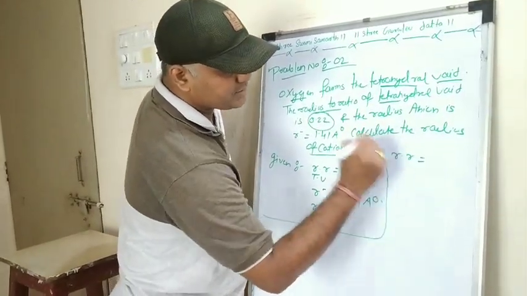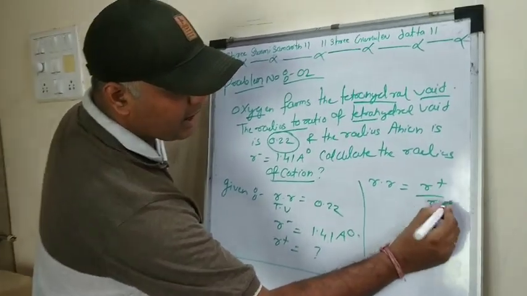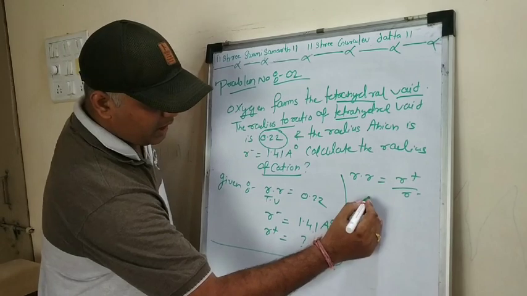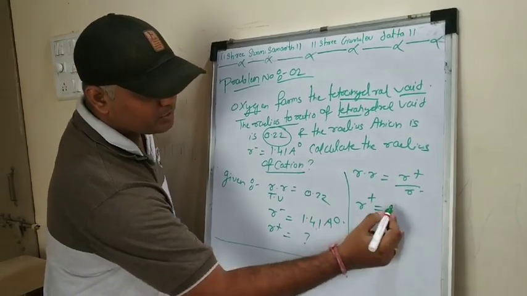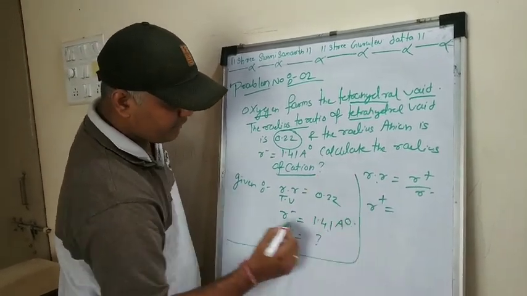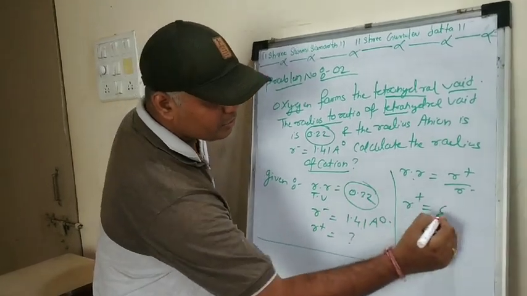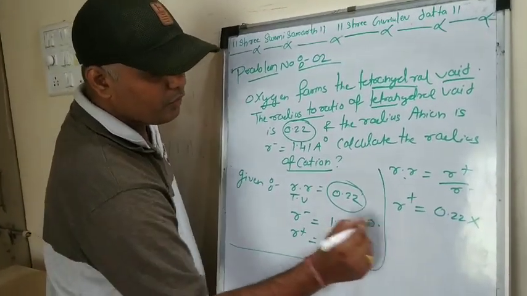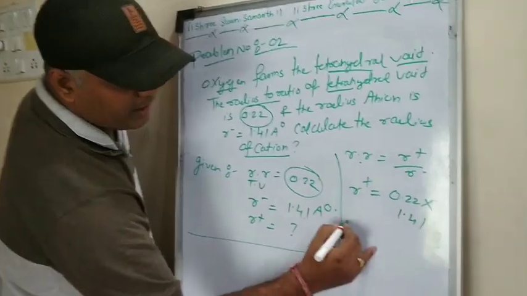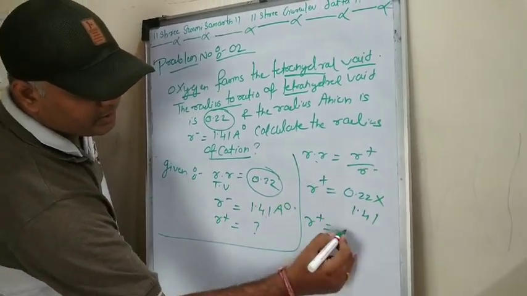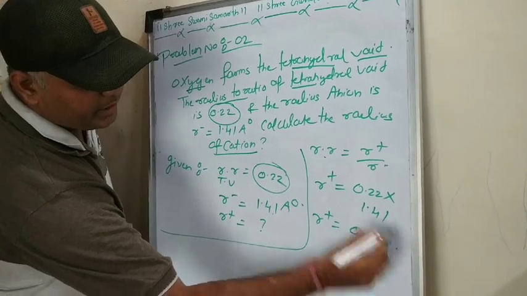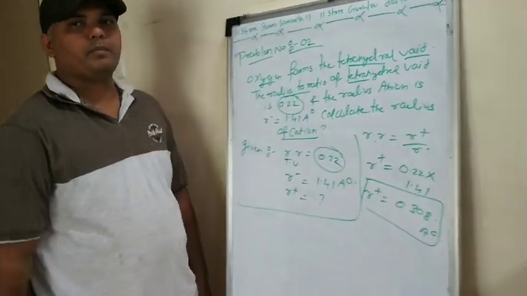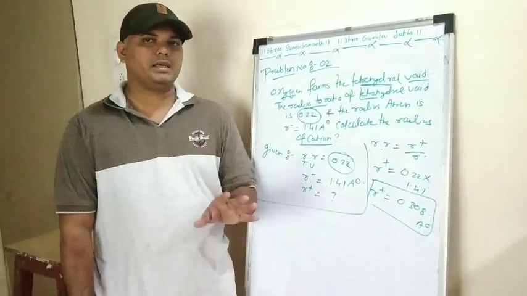Radius ratio is equal to R plus by R minus. So what do we need to calculate? We need to calculate R plus, so R plus will come outside. Radius ratio, what is the value of radius ratio? 0.22 into, what is the value of R minus? 1.41 Angstrom. So the value of R plus will be 0.308 Angstrom, right?